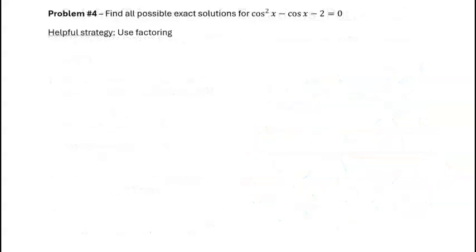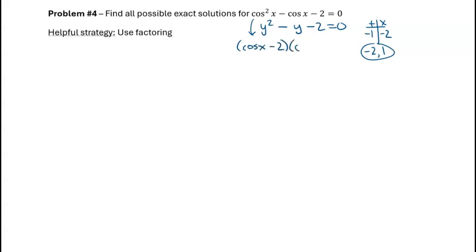Now this problem 4 says find all possible exact solutions for cos squared x minus cos x minus 2 equals 0. Now we should recognize that looks remarkably similar to y squared minus y minus 2 equals 0. And so we can factor it just as if it was that. And so I want to find two numbers that add to negative 1, multiply to negative 2. Those two numbers are negative 2 and 1. And so now this becomes cos x minus 2 times cos x plus 1 equals 0. It's a simple trinomial because the coefficient is 1, so there's no need to decompose anything.